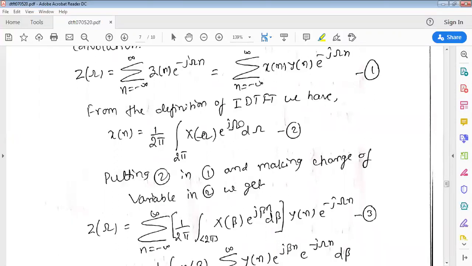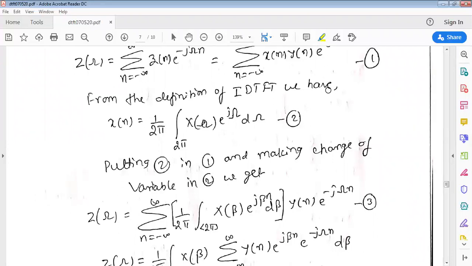Oh, sorry, n is missing here. Then you have to add X of omega e power j omega n d omega. Now what happens? Don't assume that e power j omega n and e power minus j omega n will cancel. What you have to do is make a change of variable. So put equation 2 in 1. Substitute the value of x of n from equation 2, but the only thing is, instead of omega, you use some other variable. Otherwise, it is e power j omega n here, and e power minus j omega n will get cancelled. No term should get cancelled.